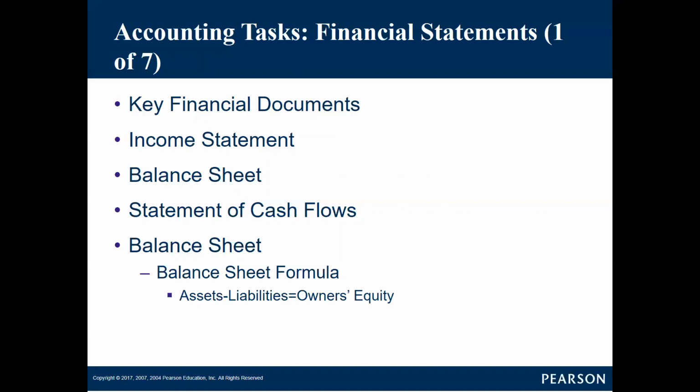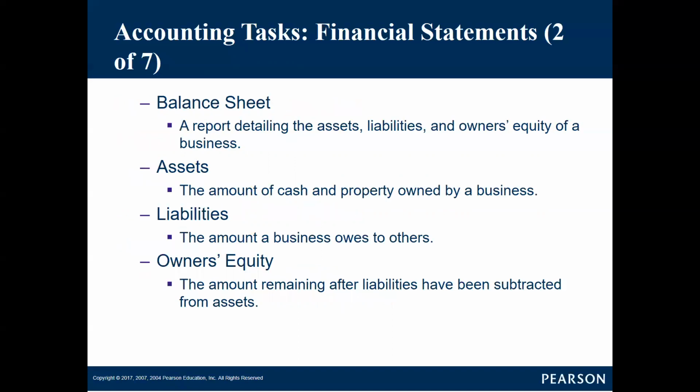Here we have the balance sheet formulation: the assets minus the liabilities equals the owner's equity. A balance sheet is a report detailing the assets, the liabilities, and the owner's equity of a business. Assets are the amount of cash and property owned by a business. Liabilities are the amount a business owes to others. And the owner's equity is the amount remaining after liabilities have been subtracted from the assets.